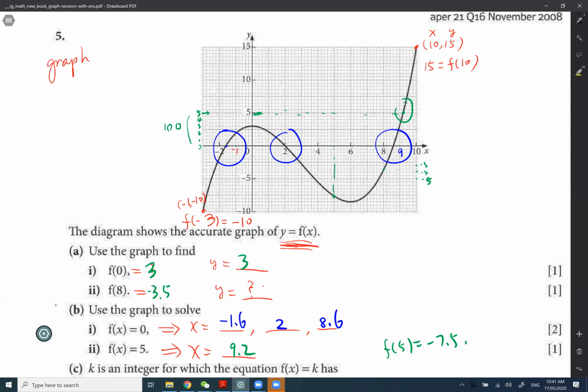This is not the homework. This is just like what we learned, like how we use the graph to answer some questions.